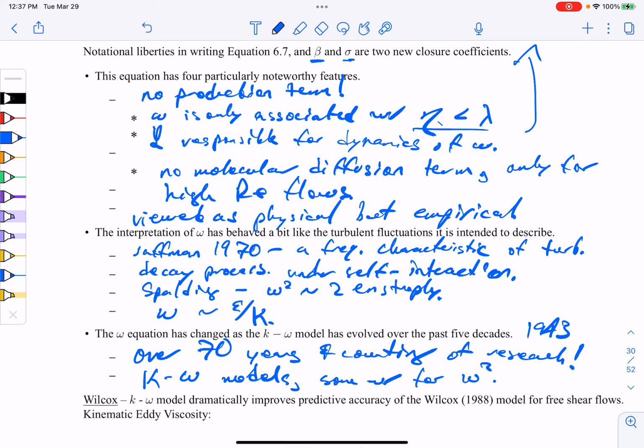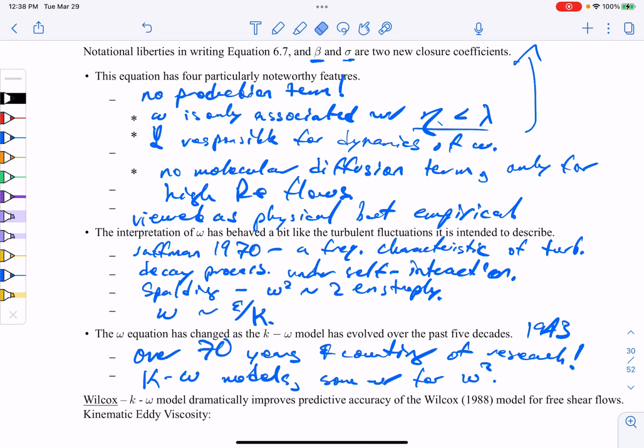So to summarize Kolmogorov's model, it's dimensionally correct. It's formed by dimensional analysis and intuition, by what might be viewed as a mathematical genius. And people took that model and tried to write it in forms which are amenable to computers, with production and low Reynolds number, and went further and created closure coefficients. And the person who really did that best is D.C. Wilcox in his K omega model in 1988.